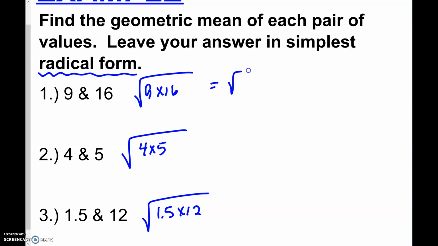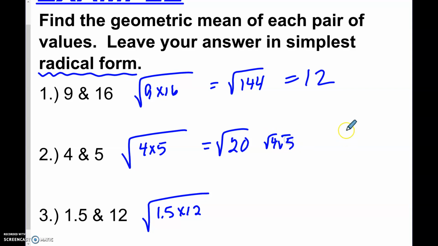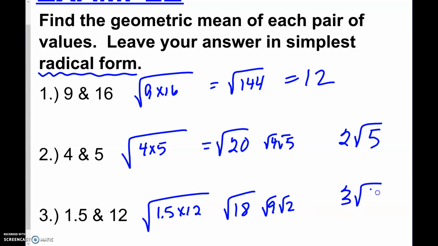So 9 times 16 is 144, so this gives you 12. 4 times 5 is 20, and that's why we say simplest radical form. So this is root 4 times root 5, so we get 2 root 5. And 1.5 times 12 gets us 18, so that is root 9 times root 2, so we have 3 root 2. So that's how we find the geometric means: multiply them together and take the square root.